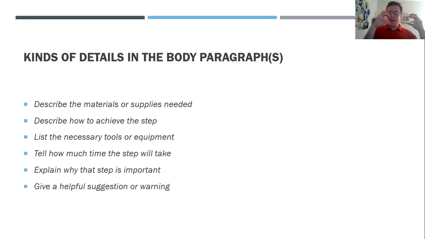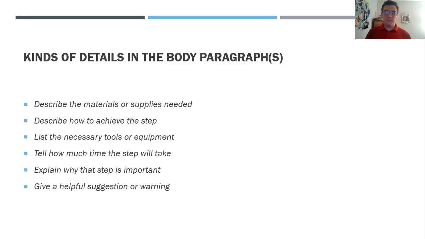You might describe how to achieve the step. Describe and explain how to do whatever you're saying that you need to do, right? So you might need a little explanation. You might need 2 or 3 sentences to explain to the reader how they're supposed to do whatever you're telling them to do.